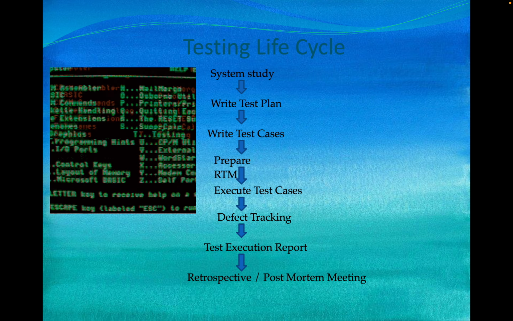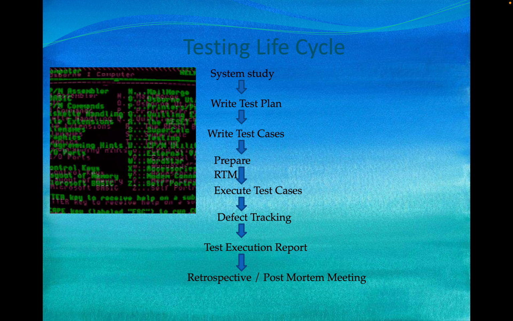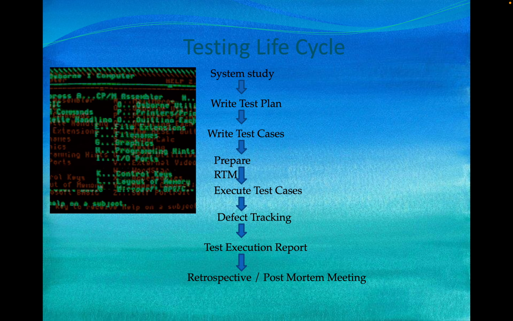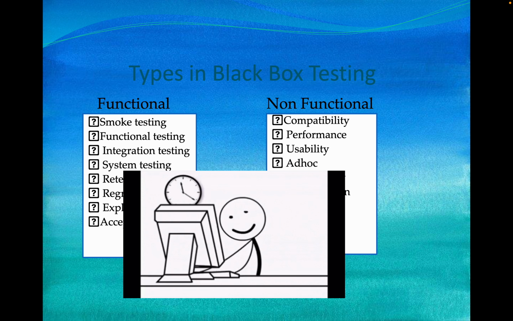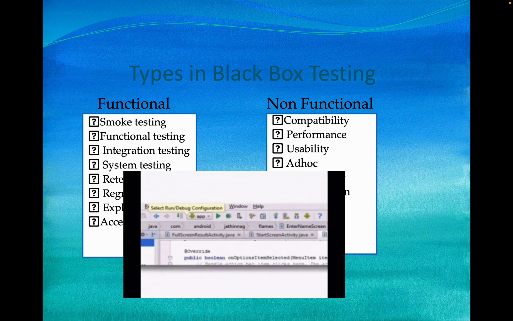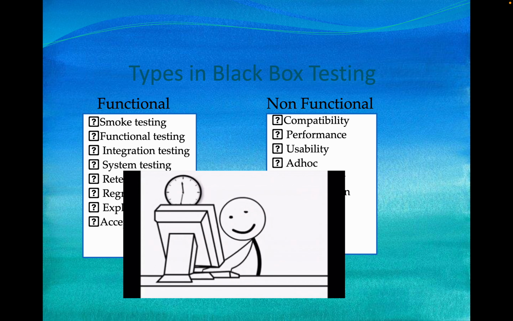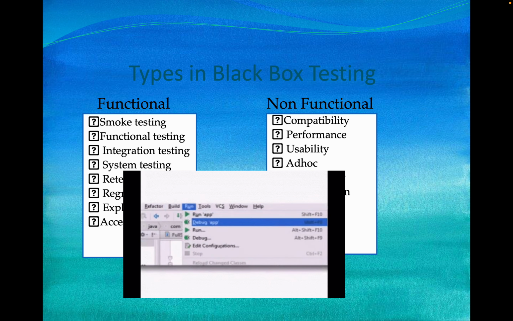What actually is a software tester going to test in the software by performing the method of black box testing? We can classify black box testing into two types: one is functional and the other is non-functional. Under functional black box testing, we can see smoke testing and functional testing, and we can go for integration testing. So we can test each module of the software application individually.